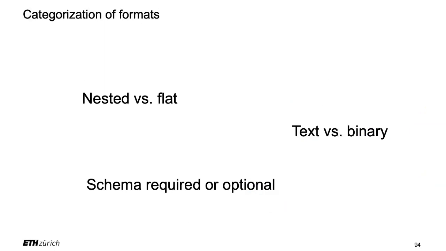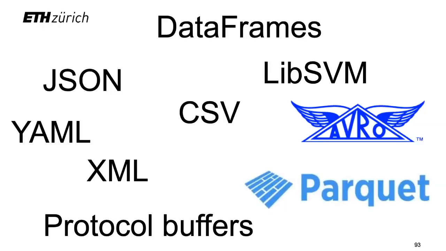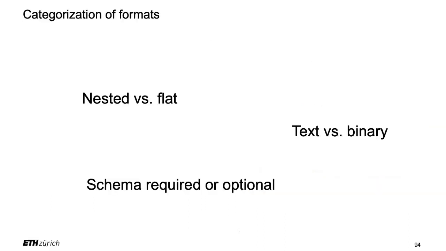Okay, and schema required or optional. Well, JSON, XML, and YAML don't require a schema. You can just store the data without a schema. However, Avro, Parquet, CSV, and protocol buffers need a schema. So this is how you can classify these technologies, all right?